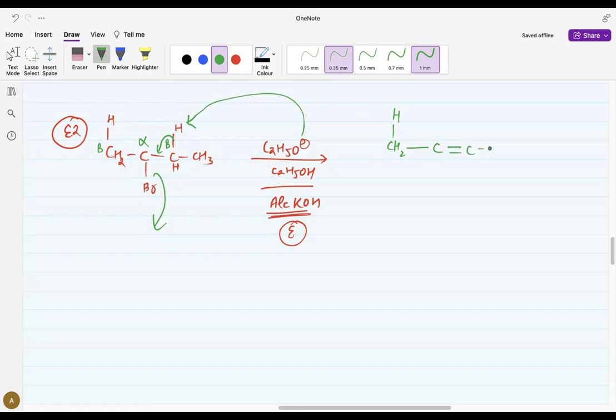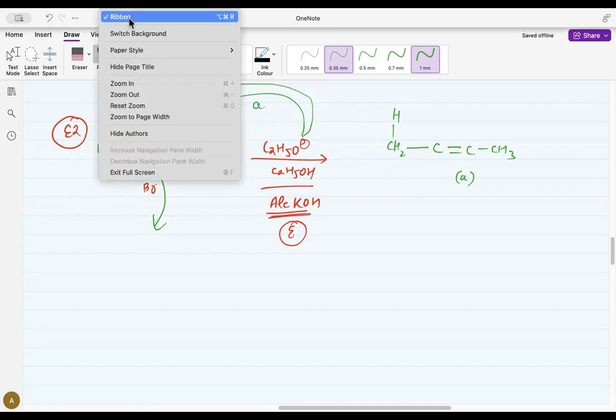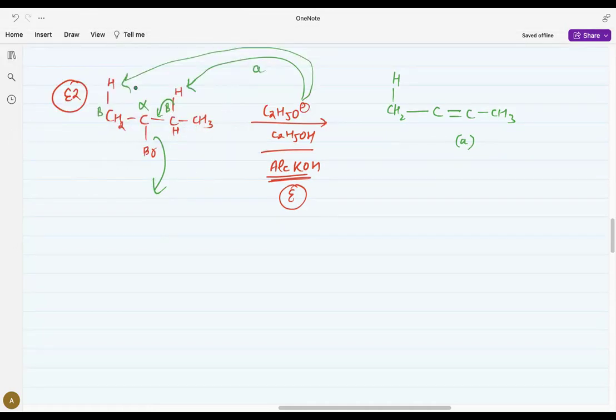It can make this as product 1. This is A. In another way, it can go and attack this hydrogen directly, make a double bond here and remove bromine. So the second one will be this product.